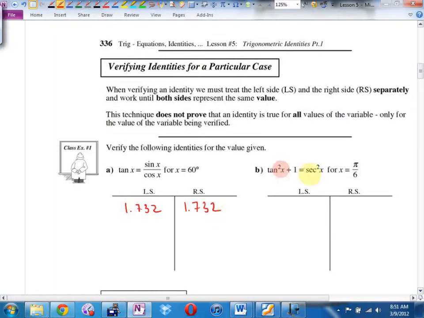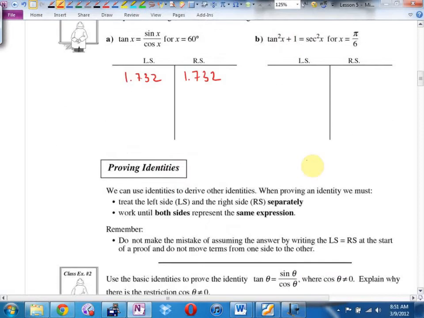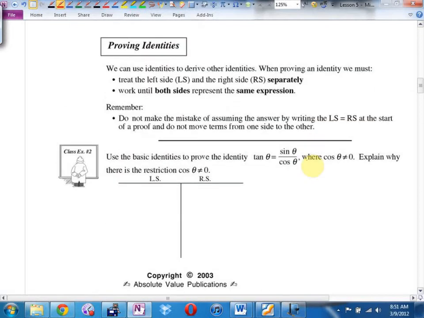So we could also do it over here. If we plugged in pi by 6, you would find that tan squared plus 1 is actually equal to secant squared. Tangent times tangent plus 1 is equal to secant times secant. It is. What we are much more interested in is proving identities.